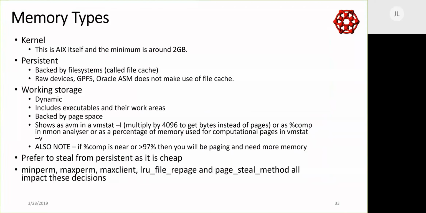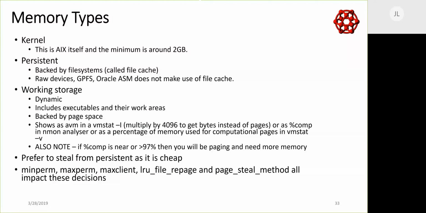Now, if you're using raw devices, GPFS or Oracle ASM, they don't make use of the file cache. What happens with most applications is they'll read whatever it is in, it goes into the file cache, and then they read it into their application area. Oracle does that into the SGA, PGA, etc. When you use raw devices, GPFS, Oracle ASM, things like concurrent I/O, they read it directly into the application space. They do not read it into memory and then copy it to the application space. So the memory is still persistent in that it's backed by a file system, but it does not go through the file cache.